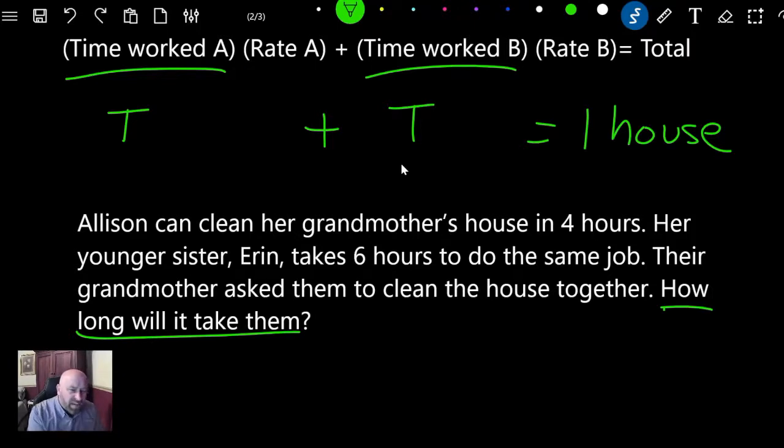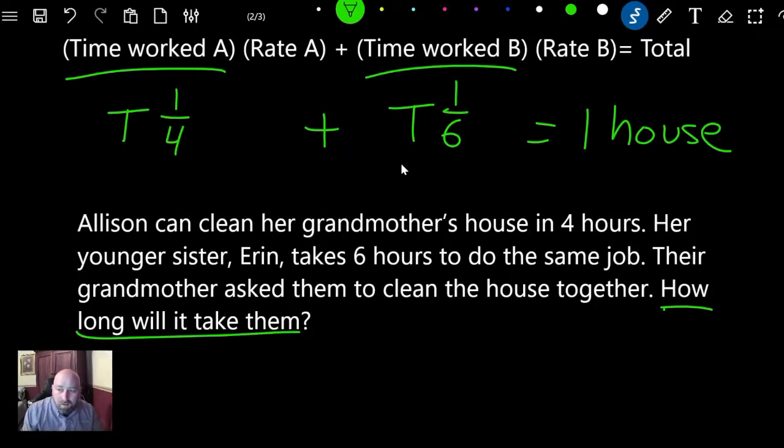What's the rate of A? Well, the rate of Allison is that she cleans in 4 hours. So 1 over 4 is her rate because if you think about it, she cleans 1/4 of the house in an hour. If we simplify it out to how much does she get done in 1 hour, she cleans 1/4 of the house in an hour, and the sister cleans 1/6 of the house in an hour because it takes her 6. Now, there's other ways that you could set this up, but this is just one way. This is the way that the book shows you to do it.